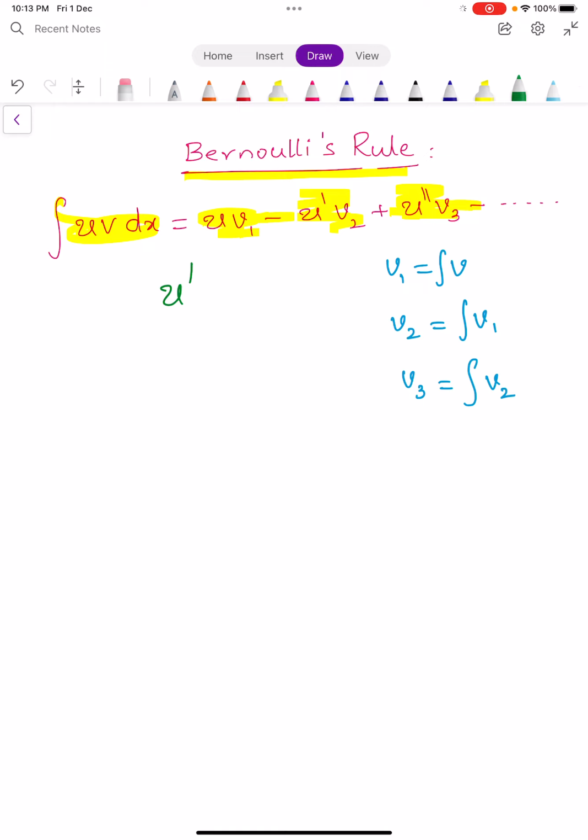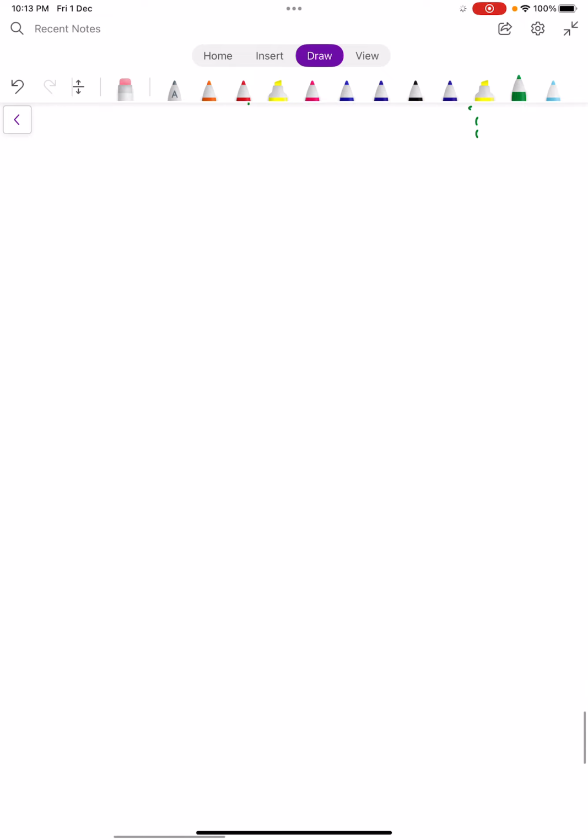Everybody knows that u dash means derivative of u, u double dash means second derivative of u and so on. v1 means integral v, v2 means integral v1, v3 means integral v2 and so on. To understand this principle, let us work out with an example. Integral x square cos 3x dx.